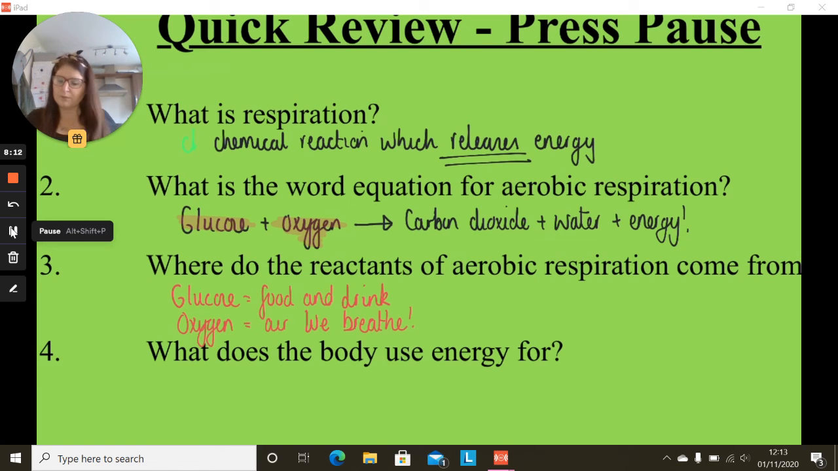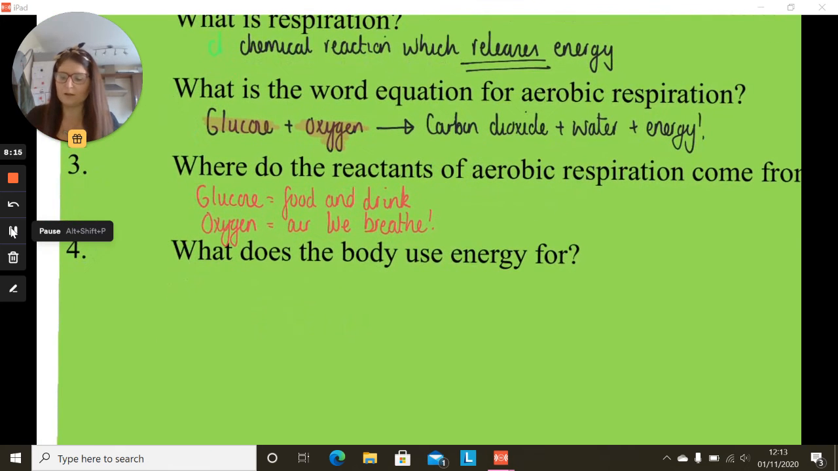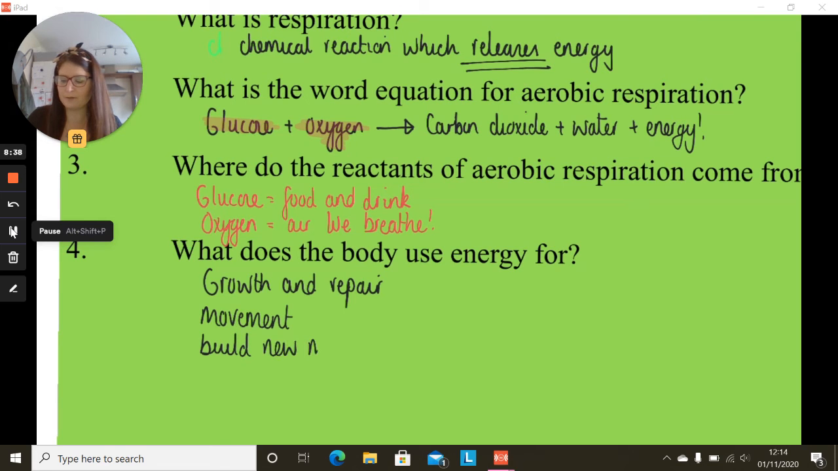And then what does the body use energy for? So what were the things that we needed it for? We need it for growth and repair of cells. We need it for movement. We're not going to get anywhere without energy. We need it to build new molecules in our body, and then we also need it to maintain our body temperature.